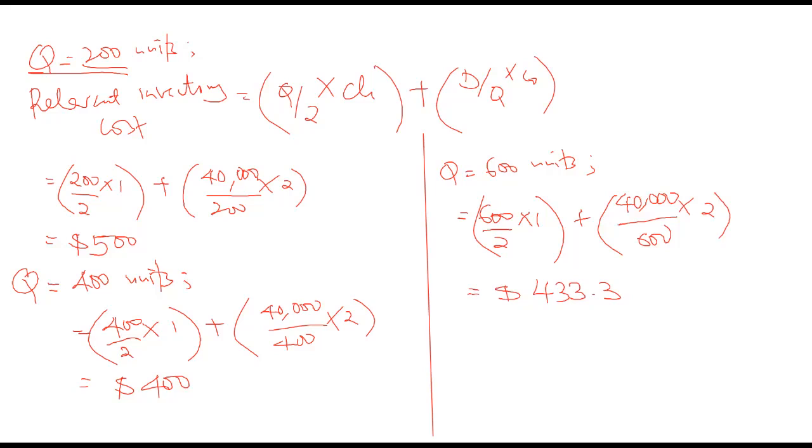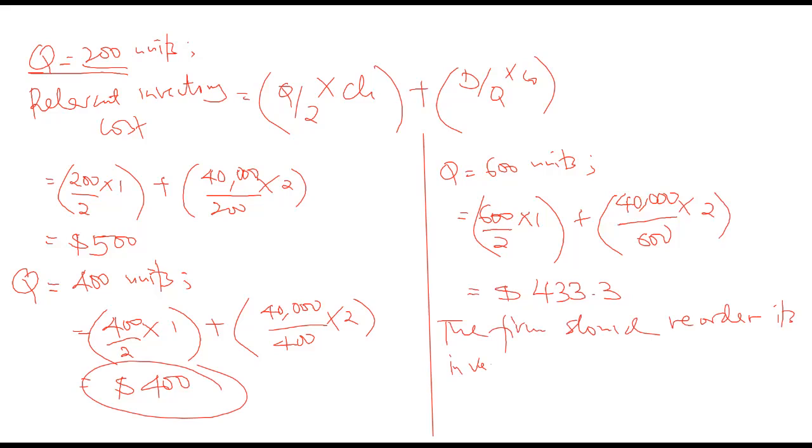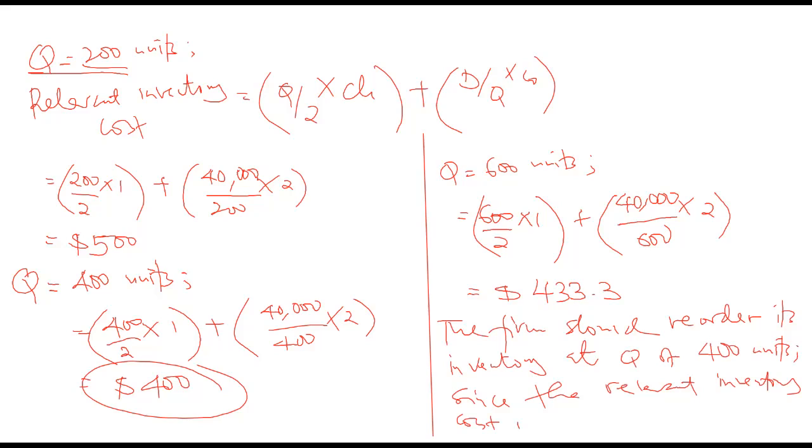Now you can give the advice to the company. What should therefore be the optimal reorder level? It should be where the cost is minimum, in this case at 400. The firm should therefore reorder its inventory at a Q of 400 units. Why? Since the total relevant inventory cost is at the minimum.